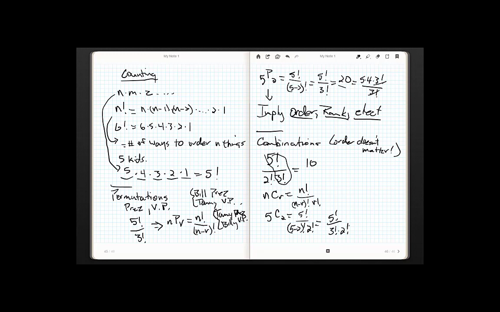Now, I don't know how many of you have been taught this way of showing why permutations work out the way they do and why combinations work out the way they do, but for me it's really intuitive. It makes sense. We divide out the order of things where order doesn't matter. That always really helped me out.